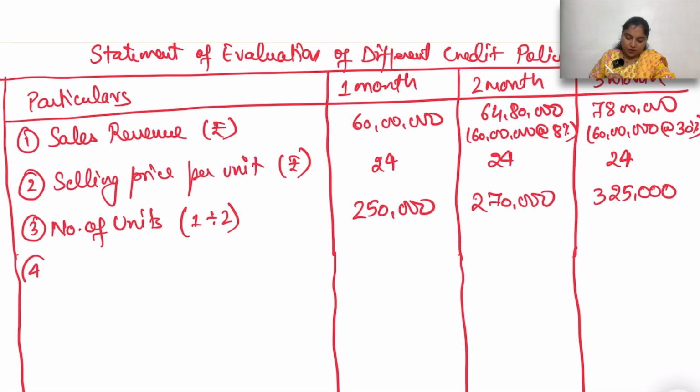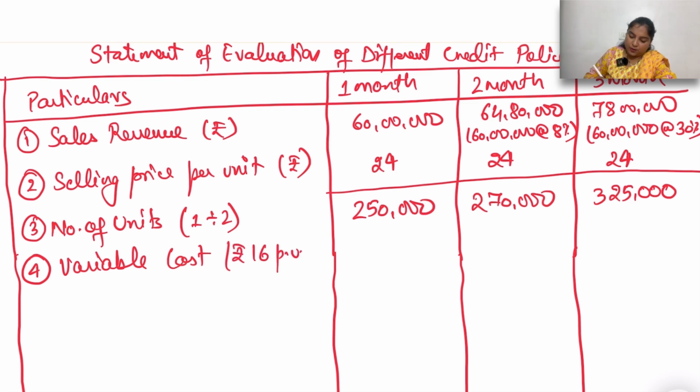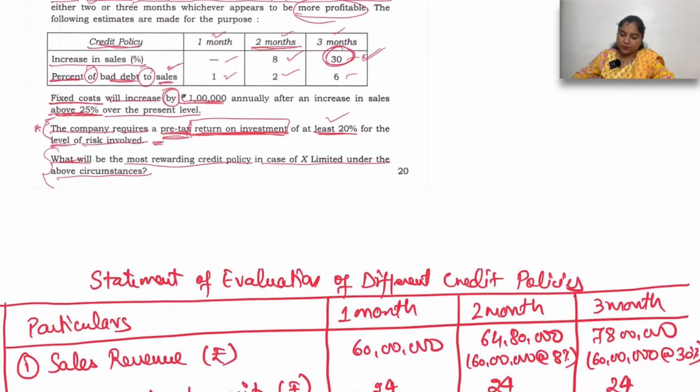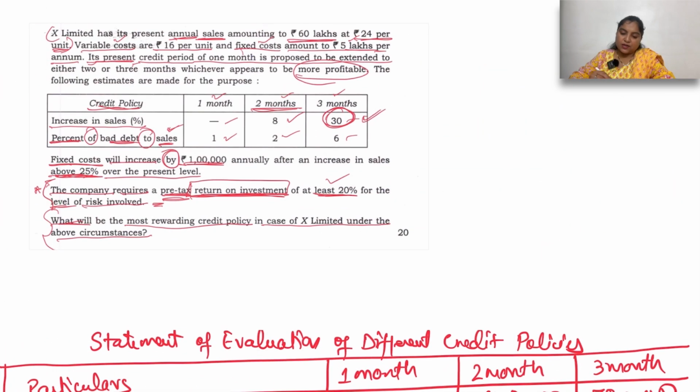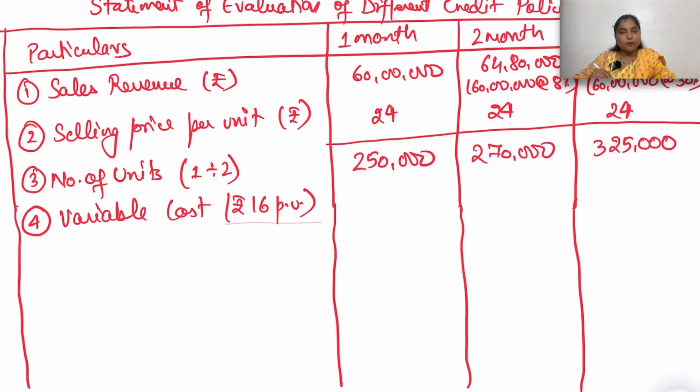Then what is given? If you remember, we have a variable cost per unit. Let's put that variable cost. In our question it is 16 rupees per unit. Let me connect you to that. You can see 60 lakh for 24 unit was the sales, and 16 rupees per unit for variable cost, and fixed we have 5 lakh.